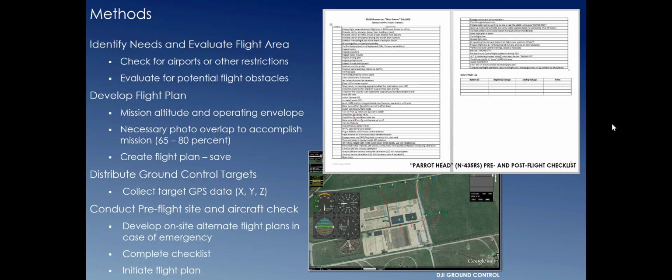We save that and then certainly load it up into the UAS prior to flight. We distribute our ground control targets. As I mentioned, these are bucket lids. They're orange with black numbers painted on them and a white dot in the middle. This has been found to be very visible. Even in near-infrared data collection, we can see those.